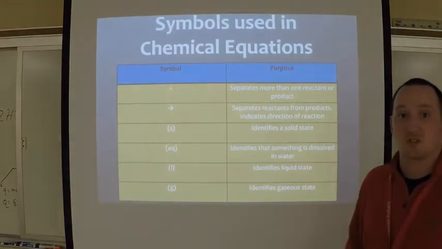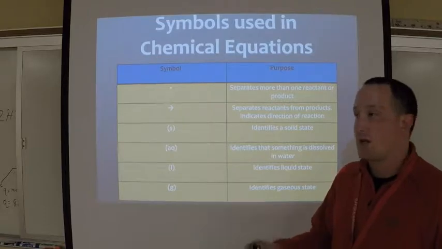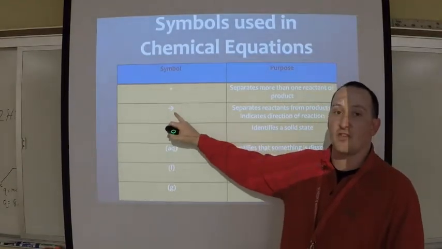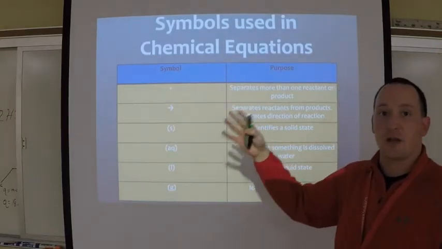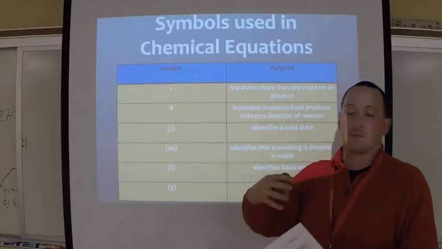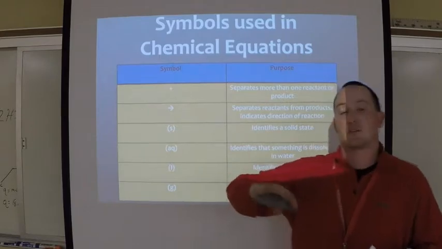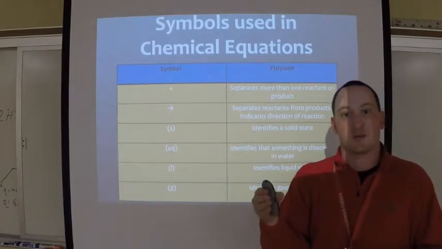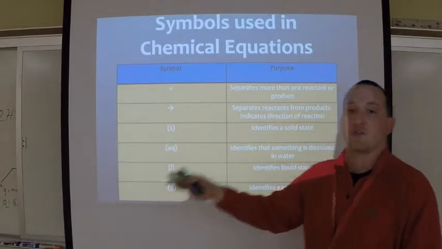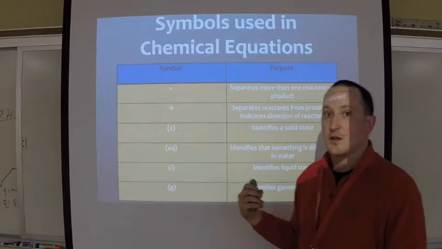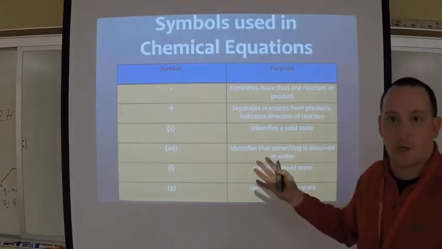So let's review some symbols. The only symbols you have been using so far for writing chemical equations are a plus sign and this arrow. So you should know what those are. The plus sign separates reactants from reactants and products from products. The arrow separates the reactant side and the product side. Typically things on the left side of the arrow are called your reactants. The things on the right side of the arrow are called your products. And those plus signs separate more than one reactant or product.